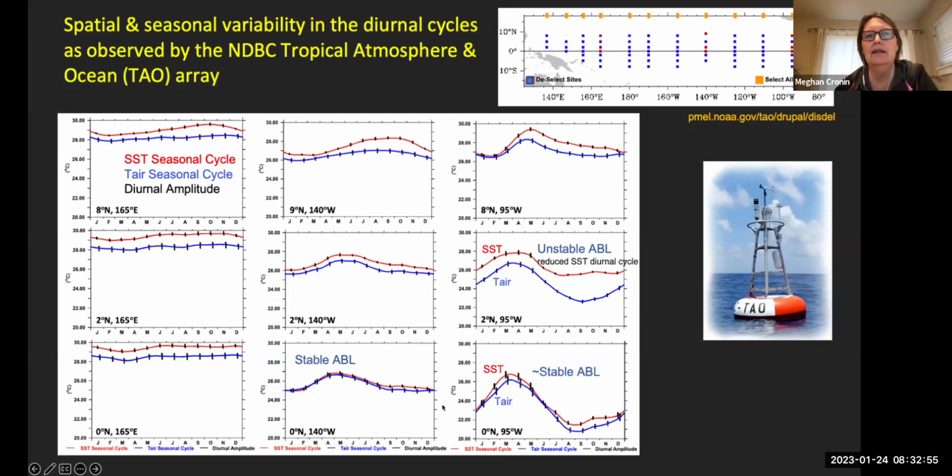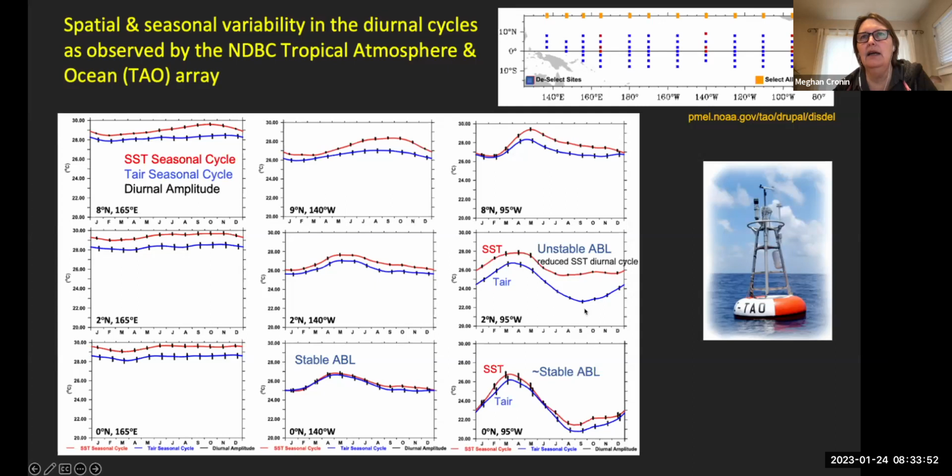A couple of things you can note here: the seasonal cycles of SST and air temperature are really pretty close, a very stable atmospheric boundary layer at 140 west throughout the annual cycle. But it's unstable at 2 north, 195 west. The air temperature is much colder than the sea surface temperature, and that's particularly true when the sea surface temperature is the coldest. That's the equatorial cold tongue.